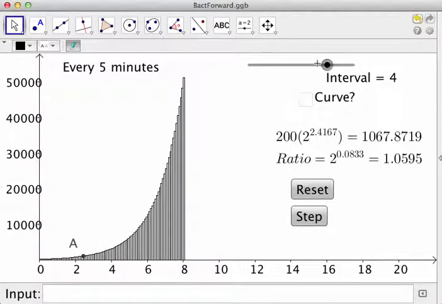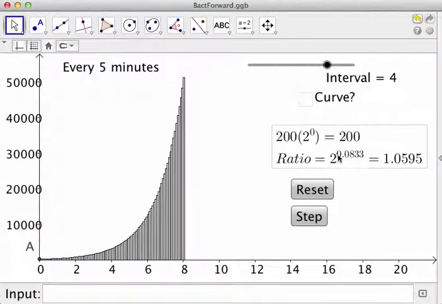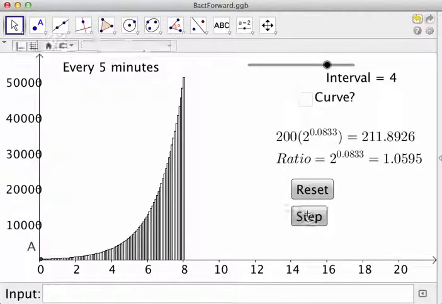Well, let's change it again. Now we're at 5 minutes. And so our ratio now is 2 to the 0.0833, which is 2 to the 1/12, because there are 12 5-minute intervals in 60 minutes, so a 5-minute interval is 1/12 of an hour. So now we're increasing by a ratio of 1.0595 per time period, but each time period is only 5 minutes. If you look at our histogram, we have so many bars that it's starting to look almost like a solid continuous figure with a smooth curve.